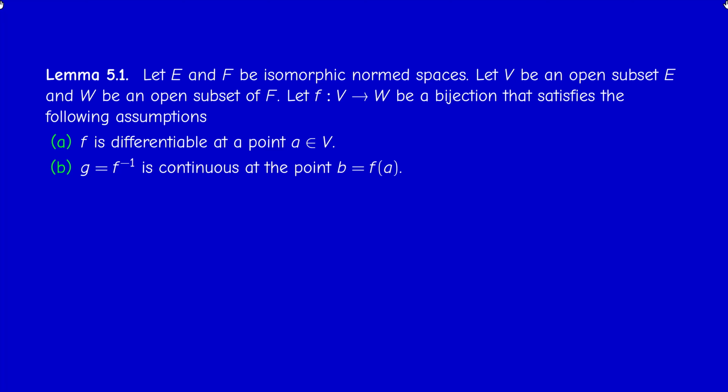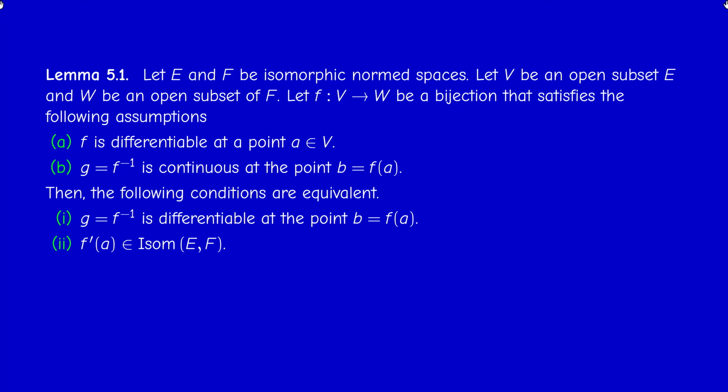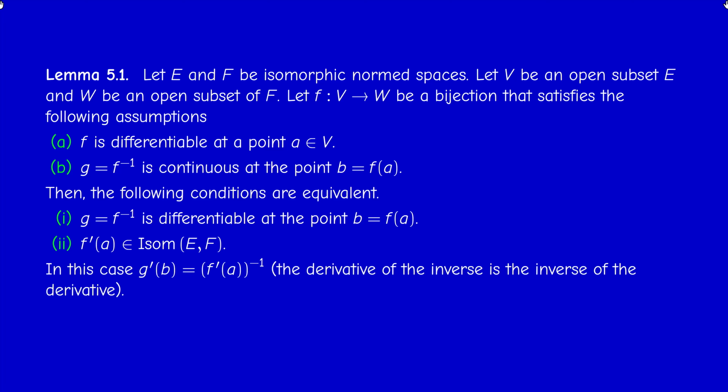F is differentiable at A, at the point A in V, and the inverse of F, that I call G, is continuous at the point B equal F of A, then the following conditions are equivalent. The inverse is differentiable at B if and only if the derivative of F at A is an isomorphism. And in this case, the derivative of the inverse is the inverse of the derivative. Okay, so simple and so easy. So 1 implies 2 and 2 implies 1.